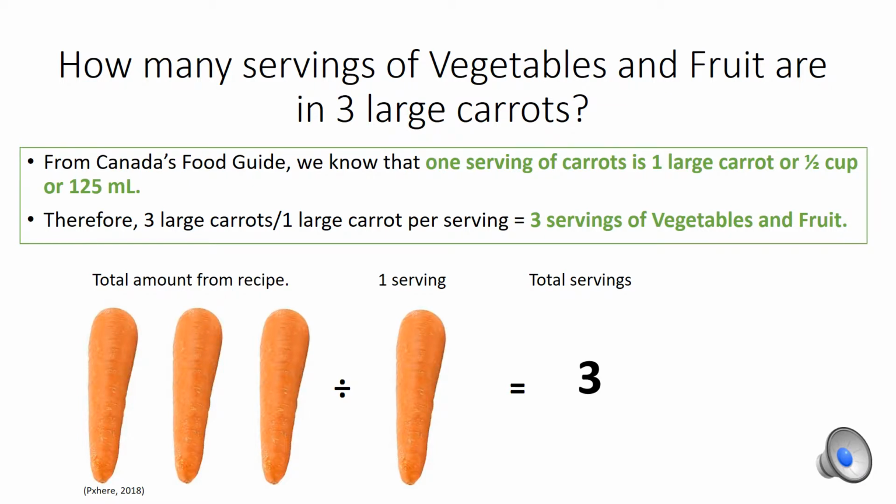How many servings of vegetables and fruit are in 3 large carrots? From Canada's Food Guide, we know that 1 serving of carrots is 1 large carrot, or half a cup, or 125 milliliters. Therefore, 3 large carrots divided by 1 large carrot per serving equals 3 servings of vegetables and fruit.